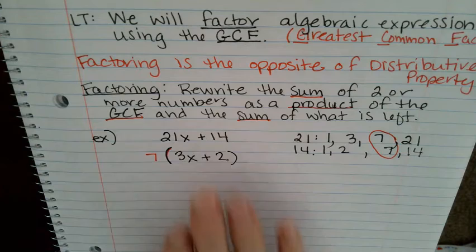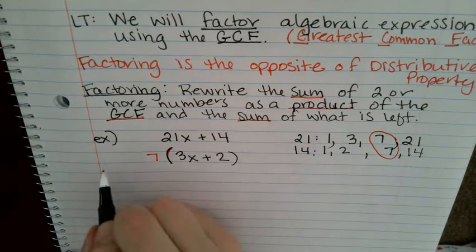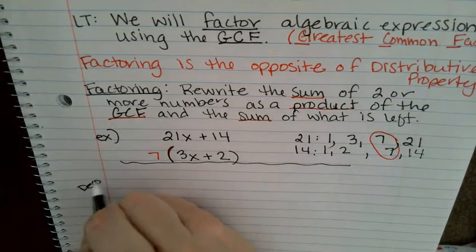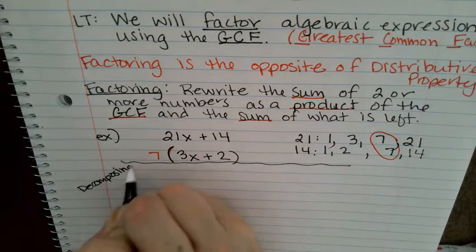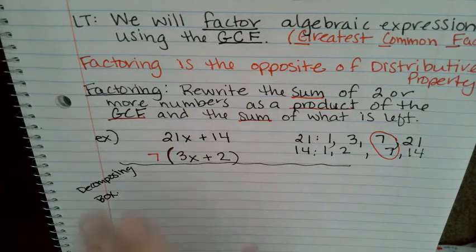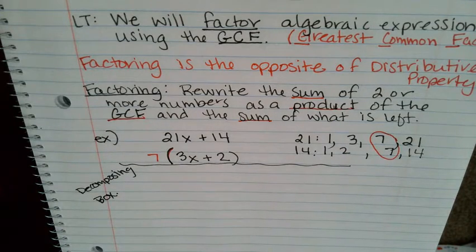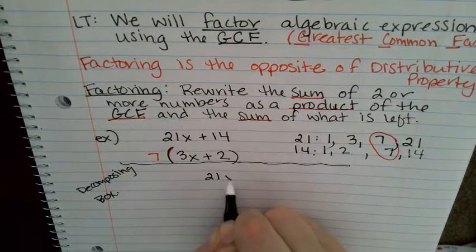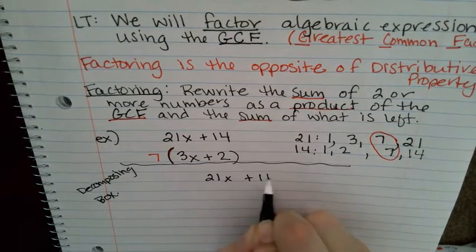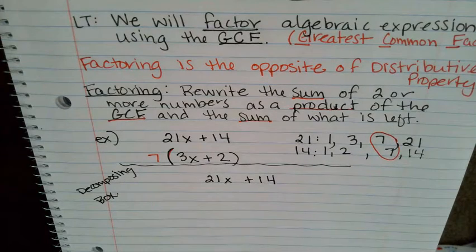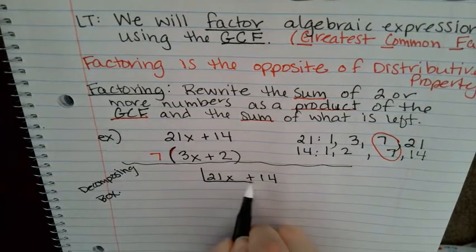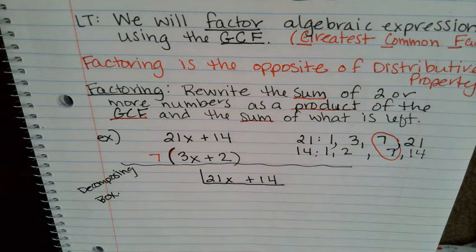Okay, let's go back to this example. Okay, and we can write over here, decomposing box. You can pick either way that you want to do this, but I'm going to do this a whole bunch of ways because I think it makes it easier. So again, we're going to start with 21x plus 14. Okay, what I'm going to do is write an upside down division box.